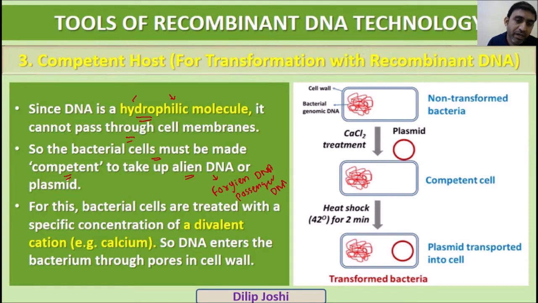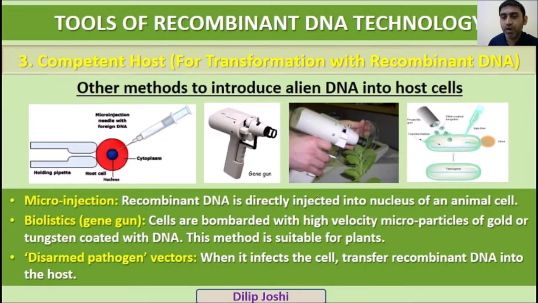And this bacterium acts as a gene taxi. So for this, bacterial cells are treated with a specific concentration of a divalent cation, calcium, Ca++. So the DNA enters into the bacterium through the pores in the wall.